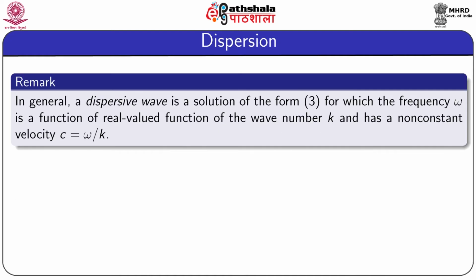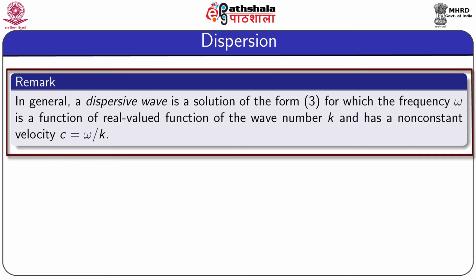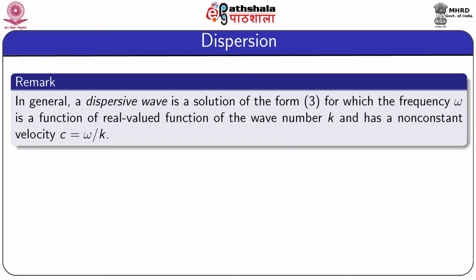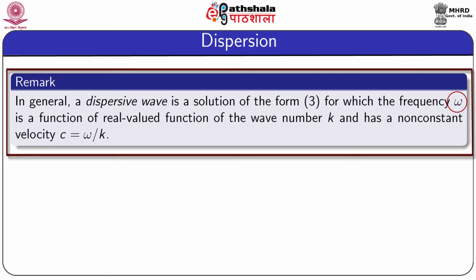So, we can conclude that in general a dispersive wave is a solution of the form 3, for which the frequency omega is a real valued function of the wave number k and has a non-constant velocity c equal to omega by k. On the other hand, for a non-dispersive wave, this phase velocity is always constant.